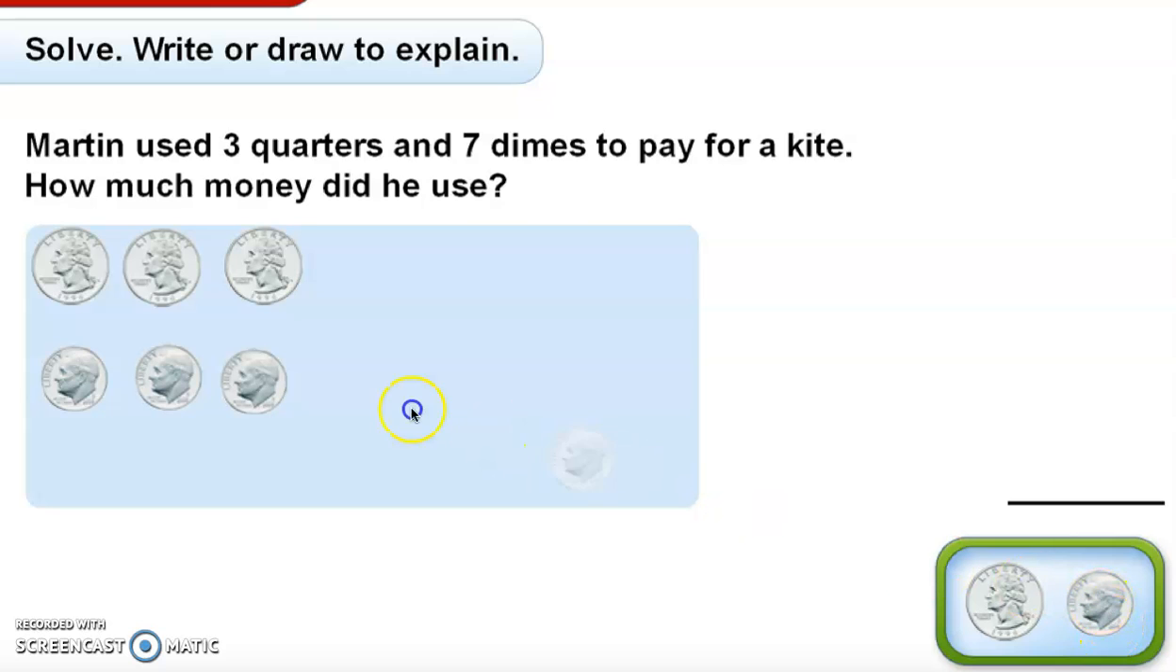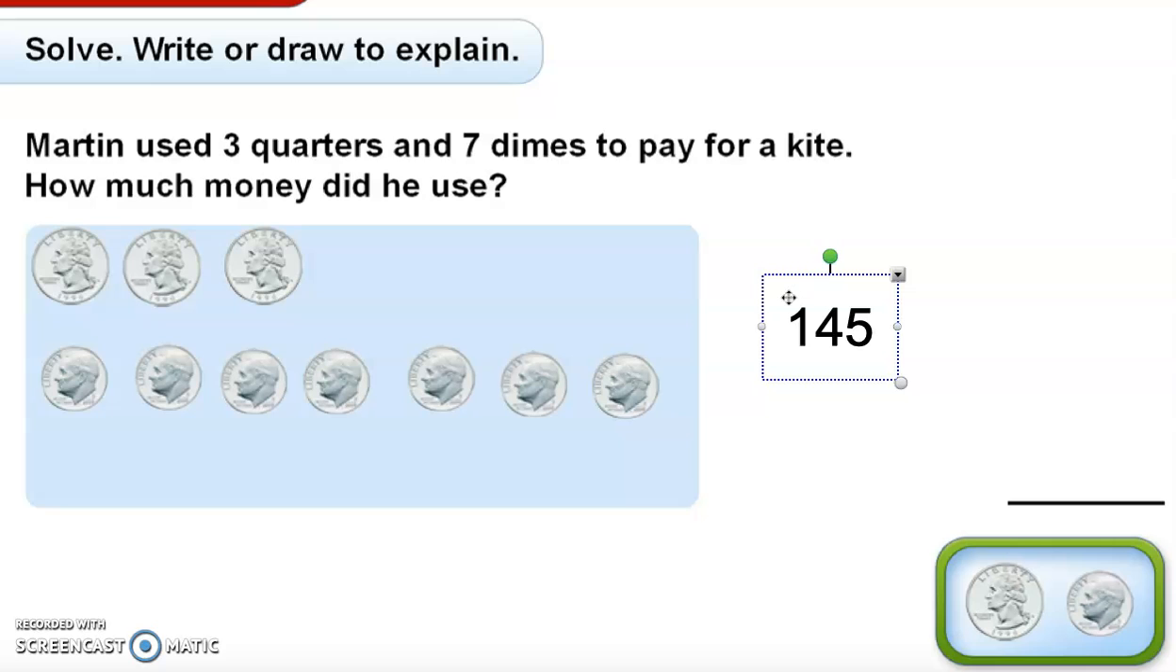There's 3, 4, 5, 6, and 7. Okay, so now that we have all the coins that Martin used, we can now count them. All right, so we have 25, 50, 75, 85, 95, 105, 115, 125, 135, 145. So we have 145 cents.